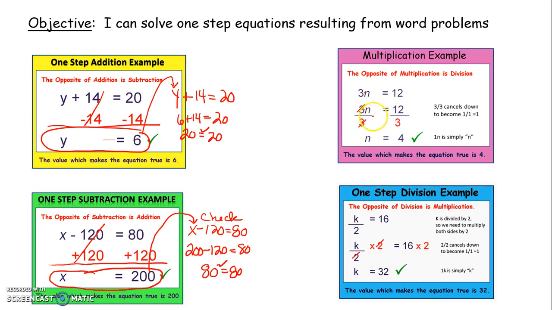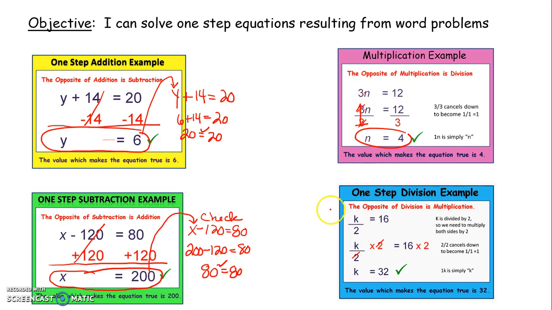I like the fact that they use a fraction bar. That's how we handle it in middle school. 3 divided by 3 is a fancy form of 1. 12 divided by 3 is 4. So 4 is the only value that will make this true. We could substitute the 4 back in. 3 times 4 really does equal 12.